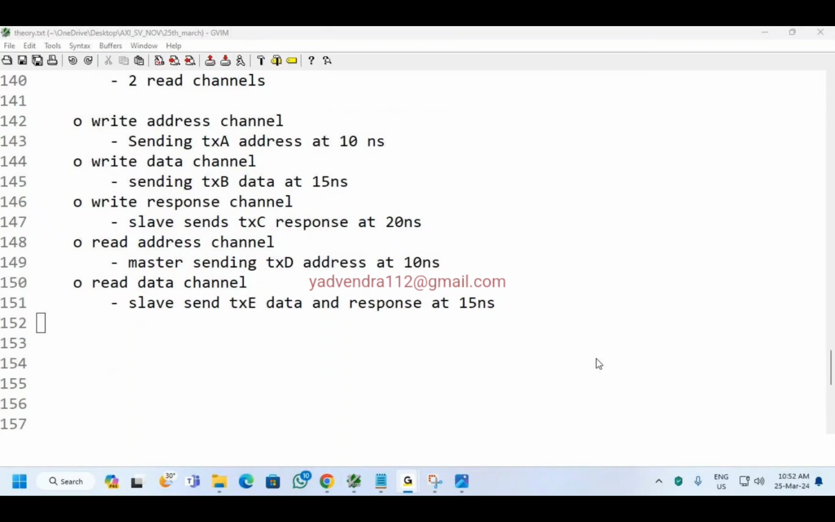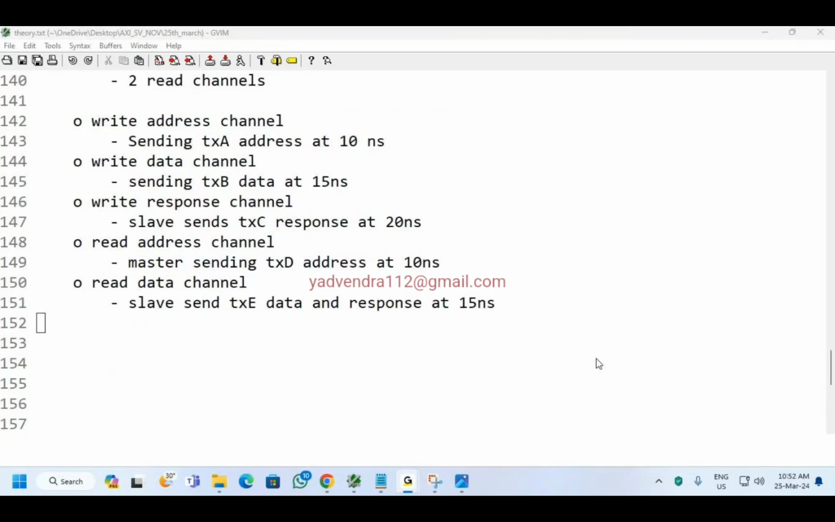Overlapping transactions are happening, okay. Next. If you see all these transactions, all these channels, they are not talking about a single channel, single transaction. All are different transactions: transaction A, transaction B, transaction C, transaction D, transaction E. So that means all are happening concurrently.